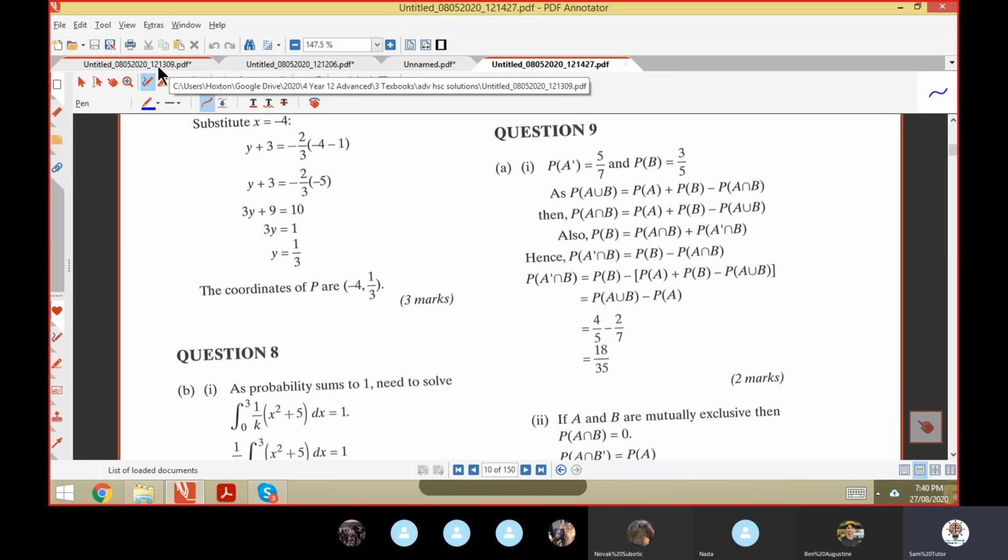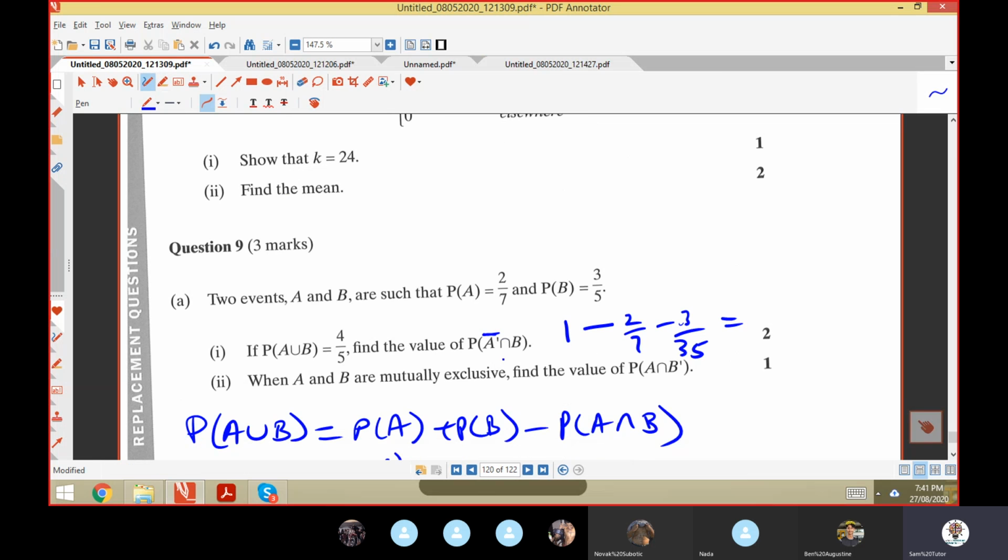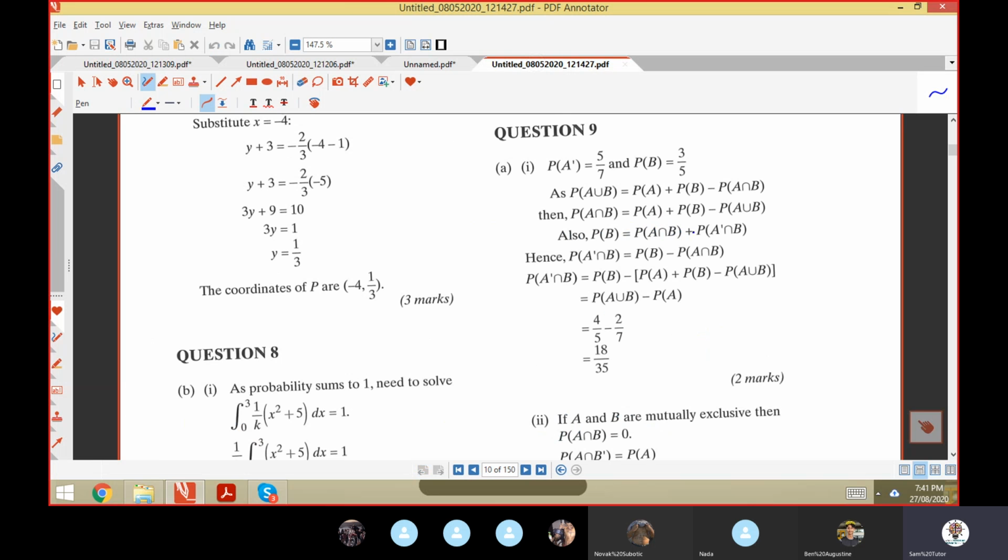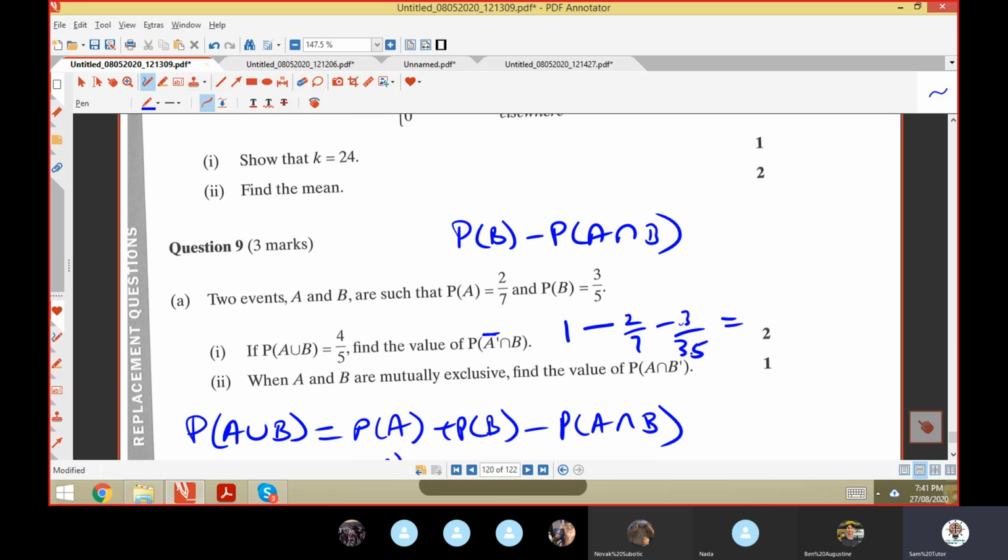I did the probability of B minus the probability of A and B. Say it again. Probability of B minus the probability of A and B, so you get just B like that. But by the time they've done that, it doesn't make sense. They've done probability of A or B minus probability of A, which is what I just did. You should have got 17 on 35.